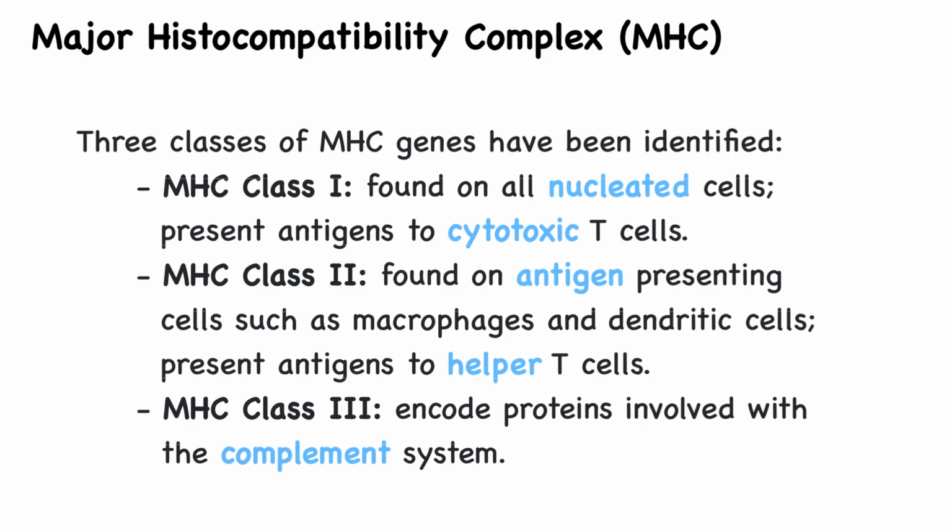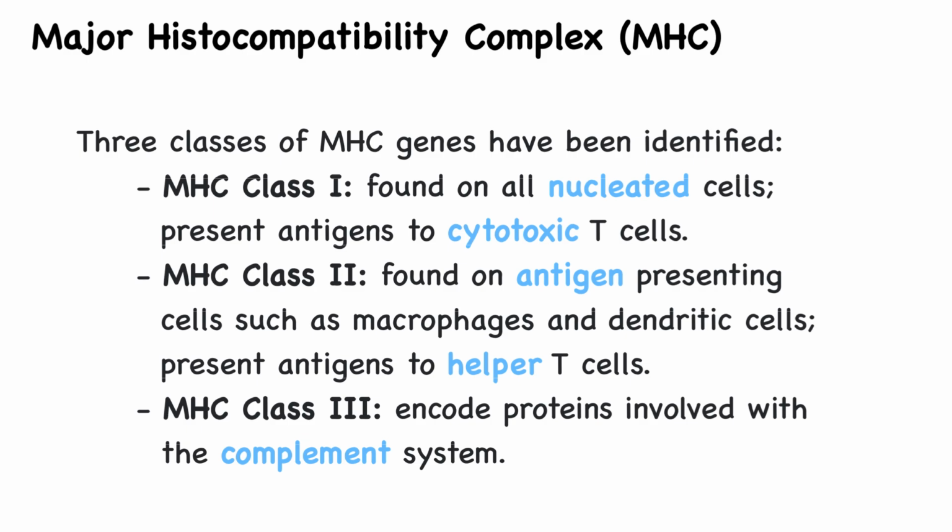One of the most important groups of these markers is the major histocompatibility complex, or MHC. MHC molecules are specialized proteins on cell surfaces that display antigen fragments to immune cells, allowing them to detect the presence of infection or abnormal cells. There are three main classes of MHC molecules: MHC class 1, which is found on all nucleated cells, and they present antigens to cytotoxic T cells and signal when a cell is infected or abnormal.